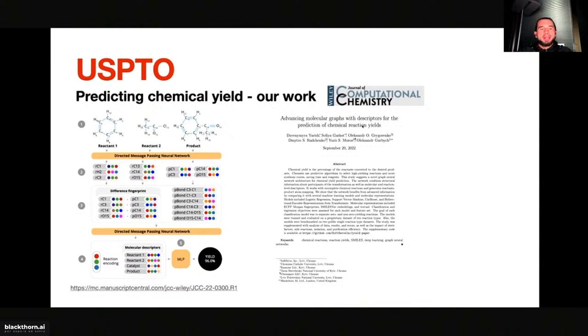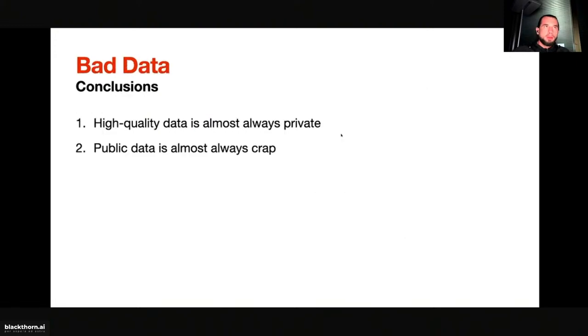What does it say? It says that the data itself is noisy, dirty. And whatever model you take, it will not give you good results because this is not a problem of the model. So, conclusions: high quality data is almost always private. Nobody will share good data with you. As I told you before, this is because it is a competitive advantage. Second conclusion: public data is almost always crap.